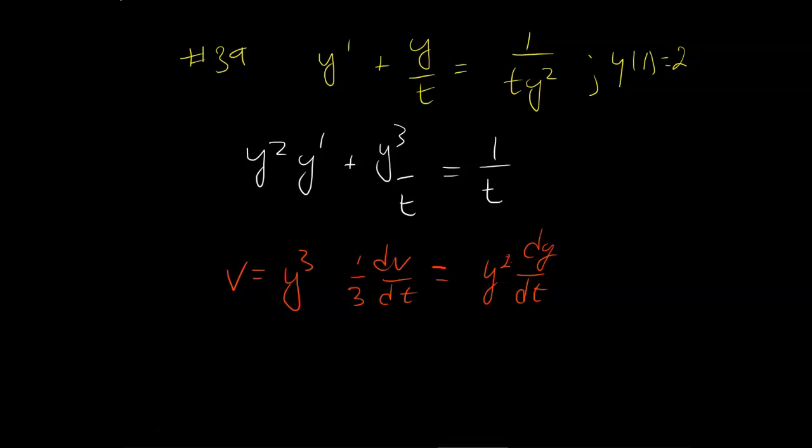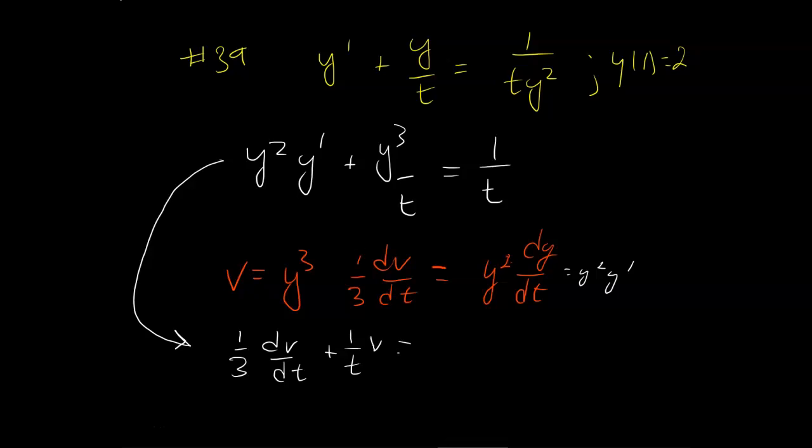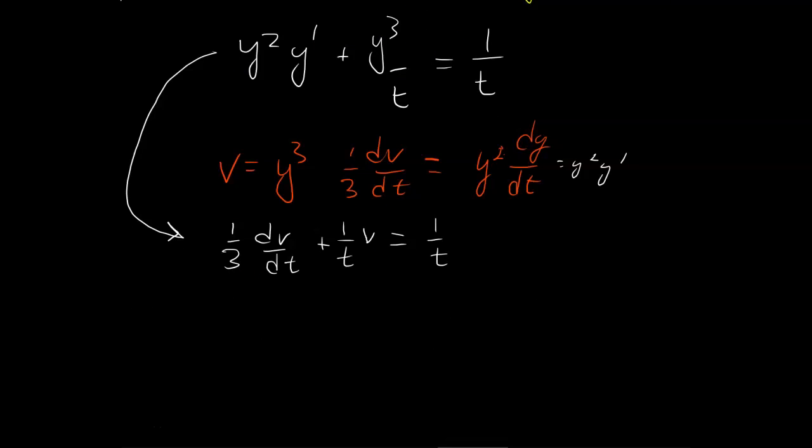So this then allows us to substitute into the y-t equation here. So I'll again do it in white. So y squared dy/dt, or in other words, y squared y prime, is now just 1/3 dv/dt. y cubed over t is now v over t. Or maybe I'll just write it as v times 1 over t. And the reason I would do that, as you'll see, is that it makes it a little bit more obviously linear.